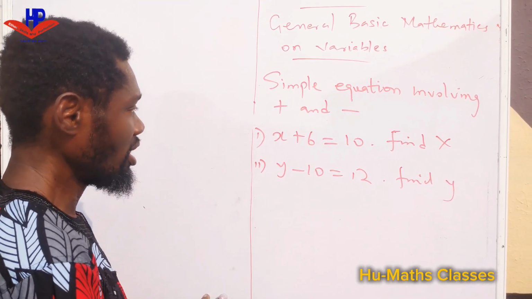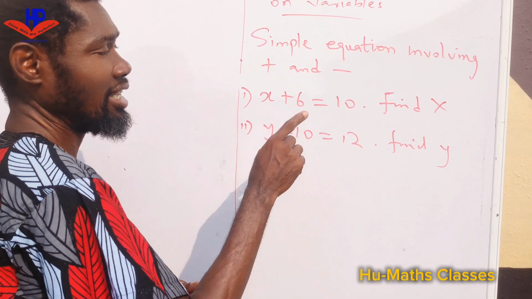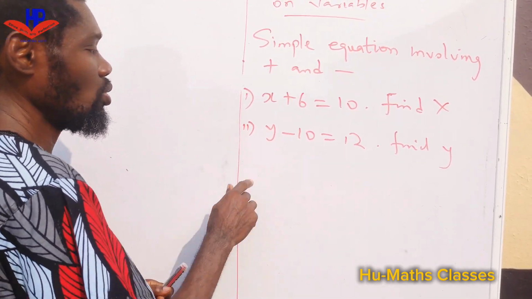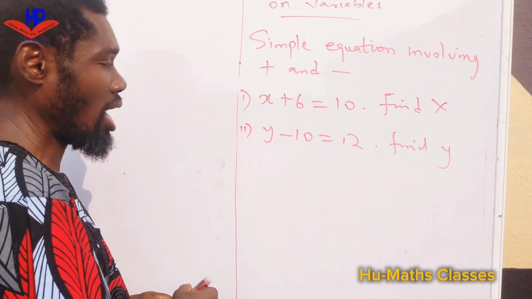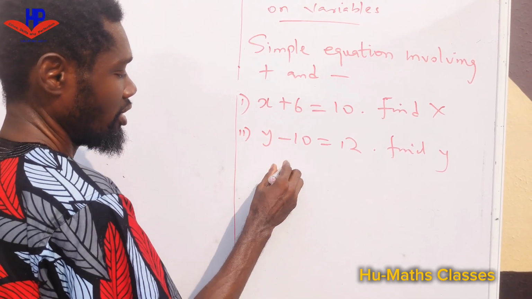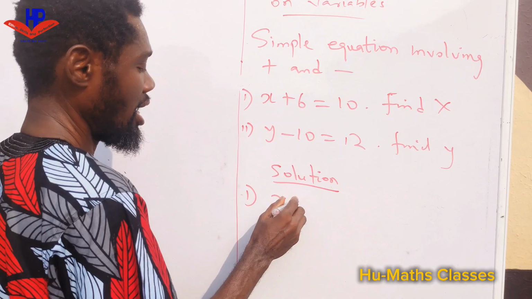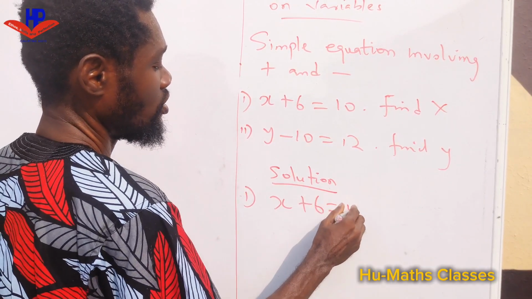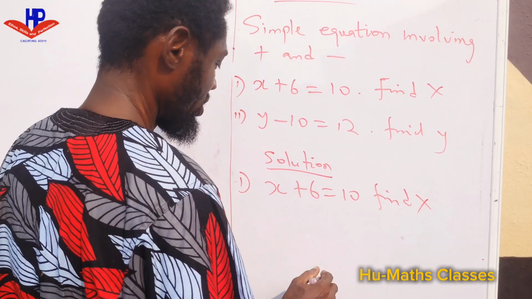Here we have on the board x plus 6 is equal to 10, and we are asked to find x. Number 2, y minus 10 is equal to 12. We are asked to find y. Let's deal with that quickly. It's simple to deal with. Number 1, x plus 6 is equal to 10. We are asked to find x.